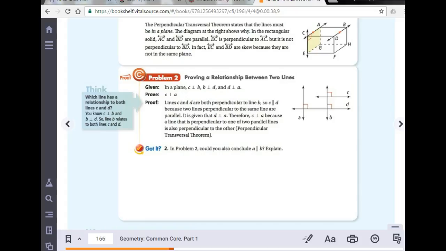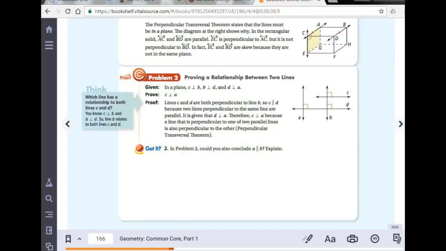And here's the proof. This is not a formal proof or a two-column proof. This is just what we'll call a paragraph proof, where you're just kind of explaining yourself in sentence form. Lines C and D are both perpendicular to line B. So what it's saying, both of these are perpendicular to line B. Because two lines perpendicular to the same line are parallel, then it is given that D is perpendicular to A. That was the last one that was given to us.